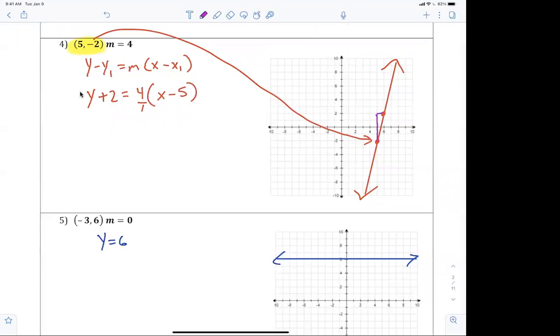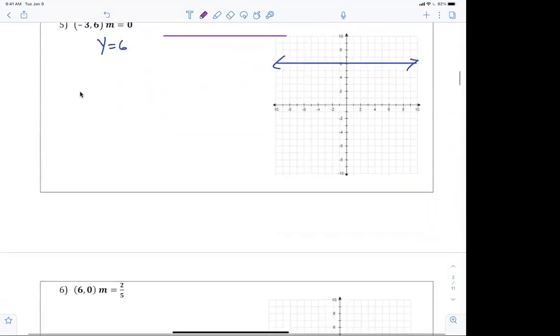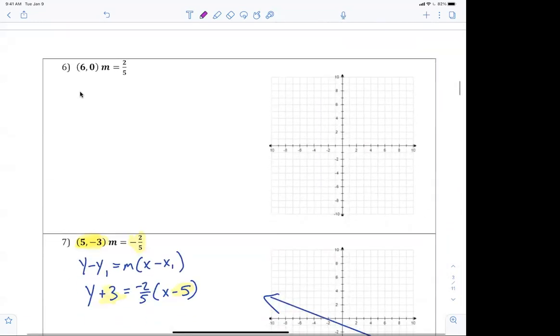I know we're not on number 5, but why did you do y instead of x? Slope is 0. Anytime slope is 0, you do a horizontal line. All right, here we go. Number 6. Josh, help me out. What's the equation?